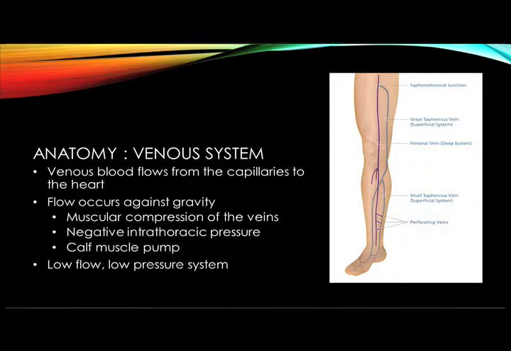Greater saphenous vein, then you have below the knee small saphenous vein, and then you have a deep vein. All the deep veins go with the arteries. So popliteal artery, we have a popliteal vein. Below the knee, each artery has two veins. So posterior tibial artery followed by two posterior tibial veins, anterior tibial artery followed by two anterior tibial veins. But above the knee, then they have a single deep common femoral vein.